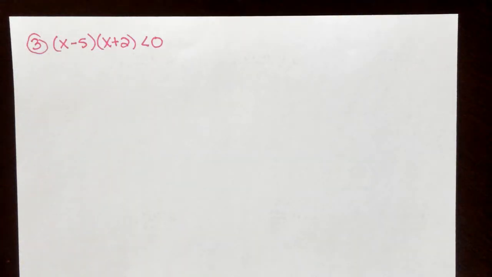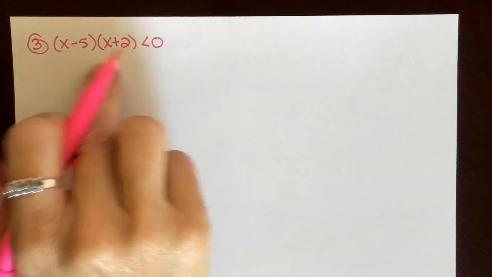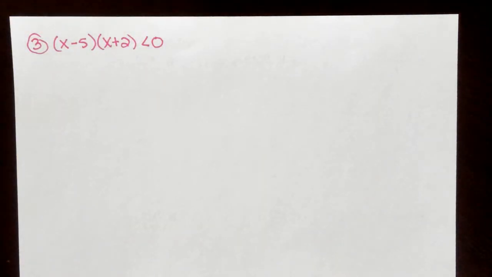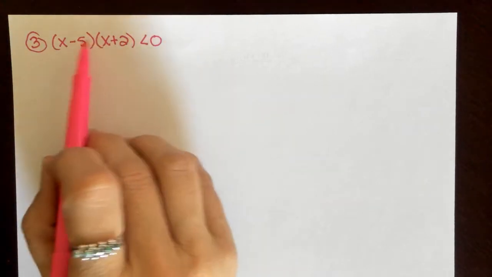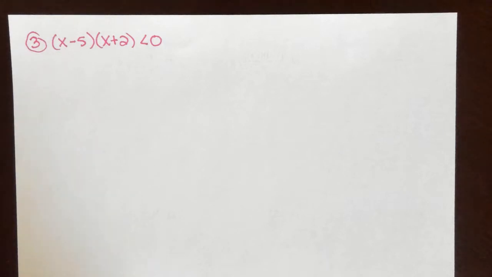Today in class we worked on worksheet 3.5, polynomial and rational inequalities. We did a couple of these together, so I'm going to do them with you here on the video so you can have something to look at. On this first one, we have the polynomial x minus 5, x plus 2 is less than 0.